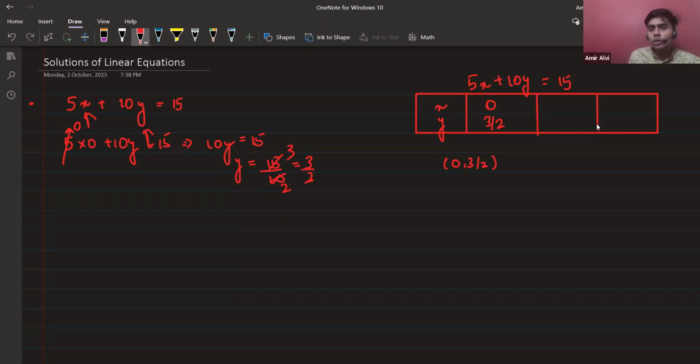Simrat, if I put y equals 0, our value of x will be here.